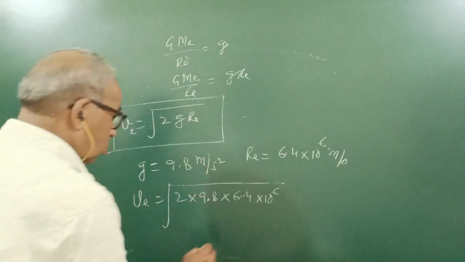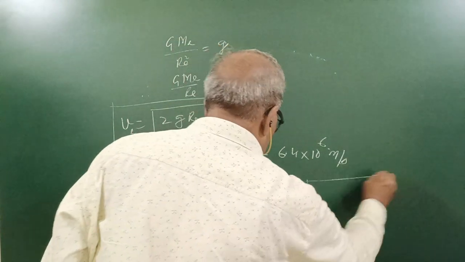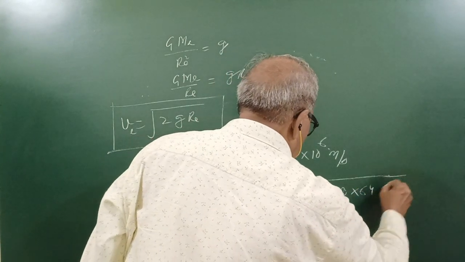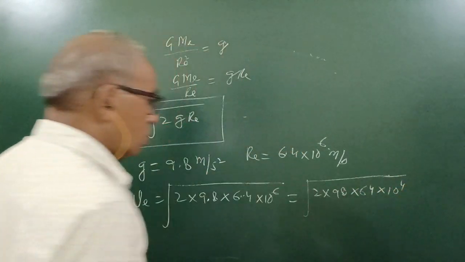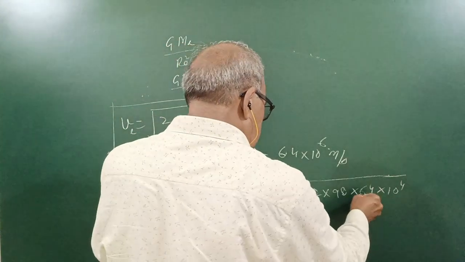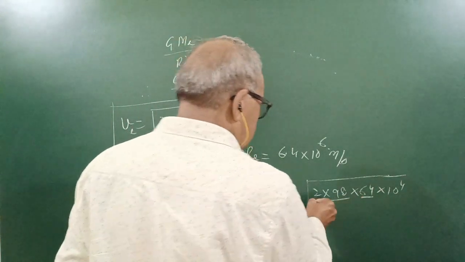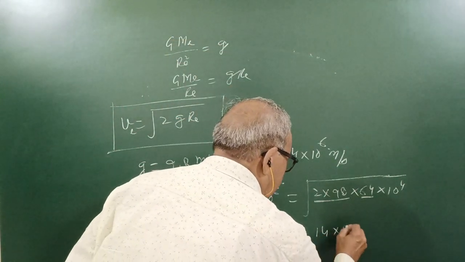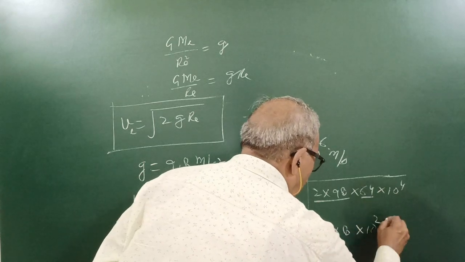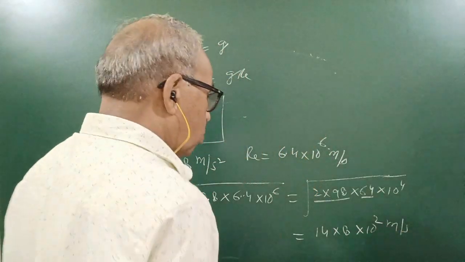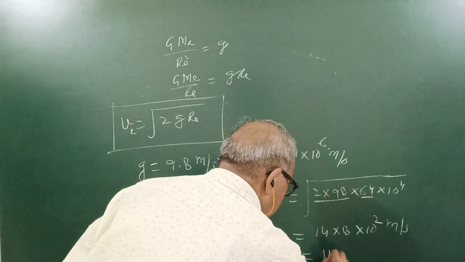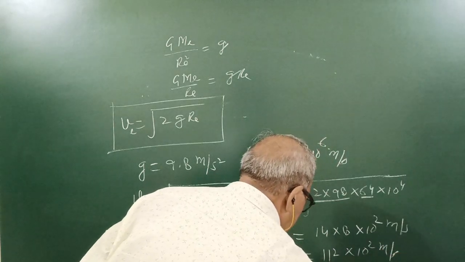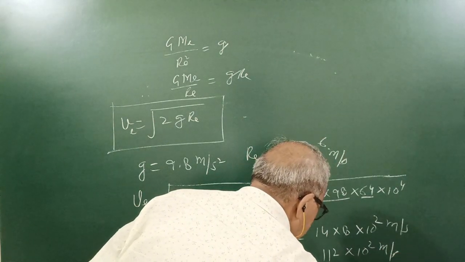Removing the decimal, it will be 2 into 98 into 64 times 10 to the power 4. This is 64, under root 8. It is 196, root 14. So 14 into 8 into 10 to the power 2 meter per second. 14 times 8 is 112. 112 into 10 to the power 2, or it is 11.2 times 10 to the power 3.